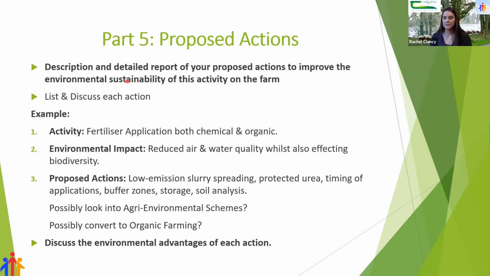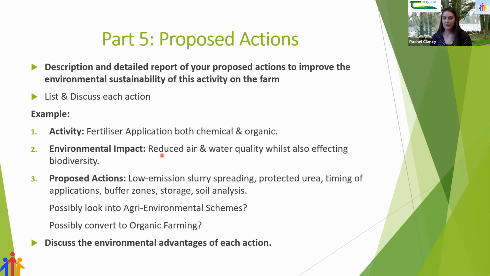A description and detailed report of your proposed actions to improve the environmental sustainability of this activity on the farm. So I suppose list and discuss each action. So for example, the activity could be fertilizer application, both chemical and organic. What's the environmental impact of this? So reduced air and water quality, while it's also affecting biodiversity. Proposed actions: you could change to your low emission slurry spreading, your protected urea, which is better for the environment, timing of applications, buffer zones, storage, and soil analysis.